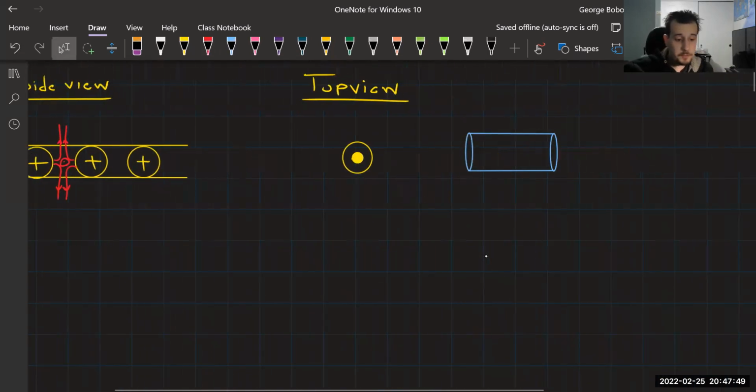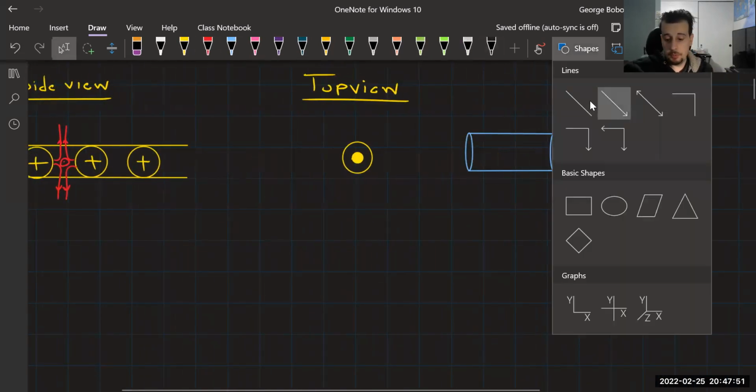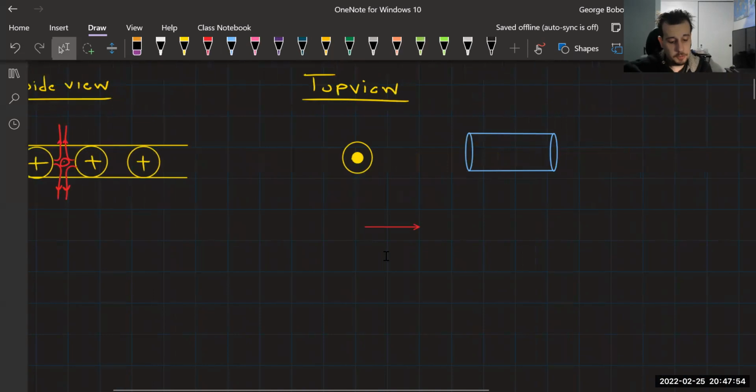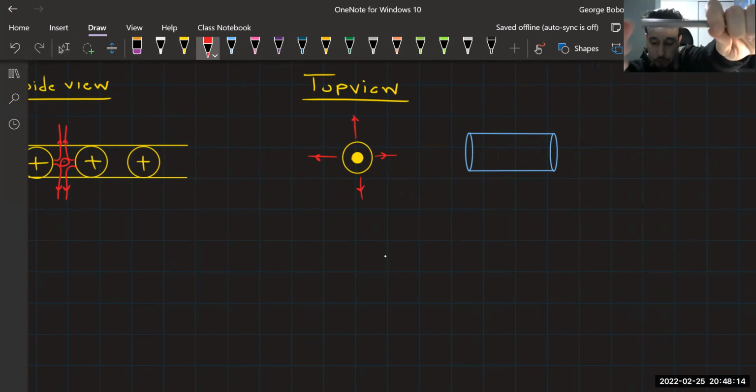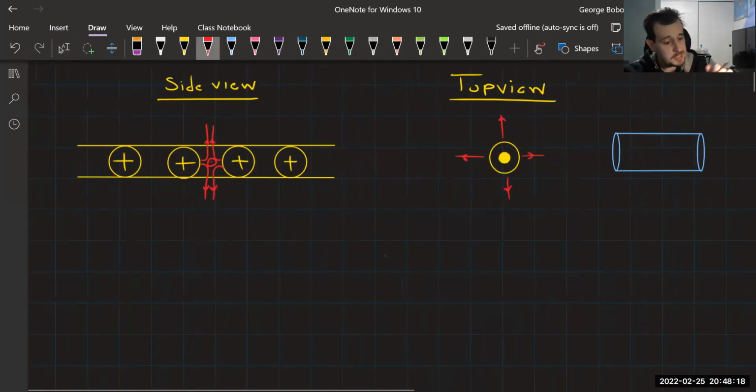So the top view, I will draw it by hand. The top view looks like this. This is where I have the top view. If you don't understand, look at the camera. It shows you this perspective of the line, versus the side view, which is showing you this perspective of the line charge. So you can see both perspectives at the same time.